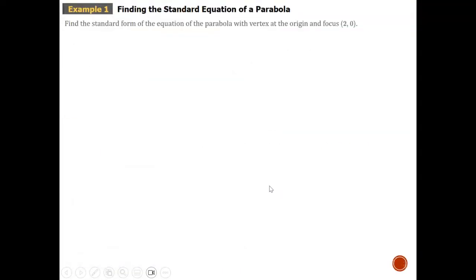Okay, let's do an example. Example 1, finding the standard equation of a parabola. Find the standard form of the equation of the parabola with a vertex at the origin and the focus (2, 0). Solution: we have the vertex, which is (0, 0), because that's the origin, and the focus (2, 0).